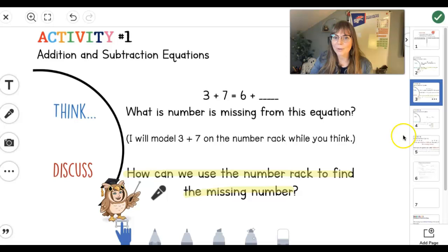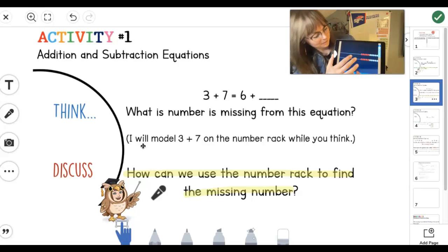Ooh, here we have another equation. What number is missing from this equation? On one side of the equation, I see 3 plus 7 equals 6 plus what? So as you think, I'm going to model 3 plus 7 on the number rack.